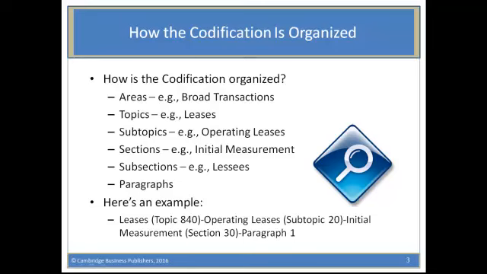How is the codification organized? Areas, topics, subtopics, sections, subsections, and paragraphs. It's critical to understand the hierarchy, to understand how the codification is set up. The example, leases is topic 840, operating leases is a subtopic 20, initial measurement is section 30, and you can drill down to find specific information in paragraph 1.